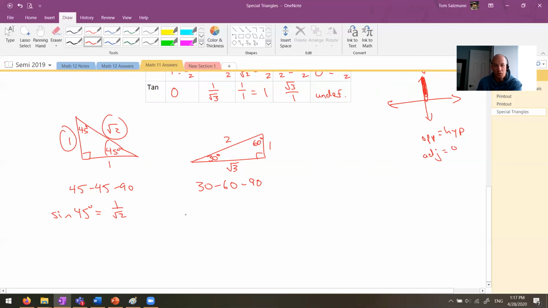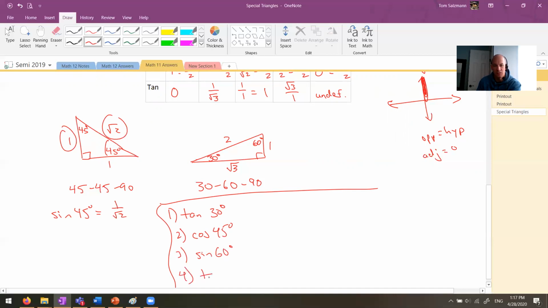So here's your little pop quiz. Try this out right now. Pause the video. What is tan of 30? Don't look at the table. Try and work it out. Cos of 45. Sine of 60. Tan of 60. Okay, give it a shot. It shouldn't take too long if you understand.